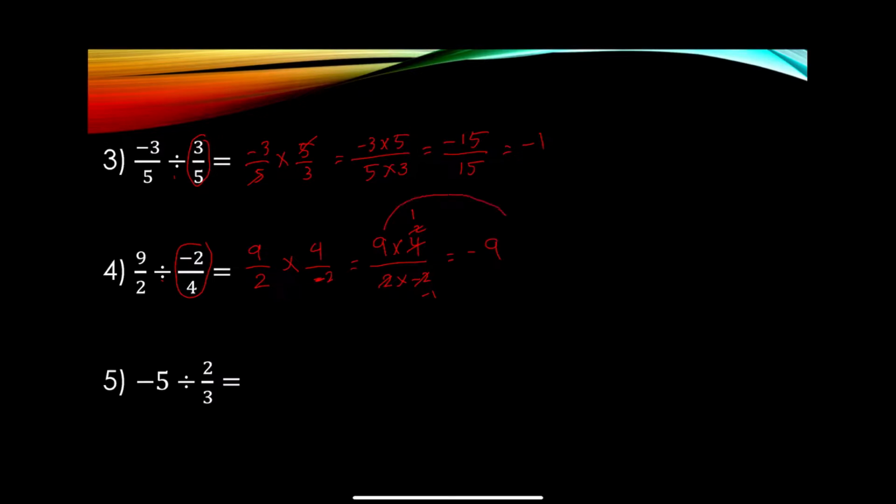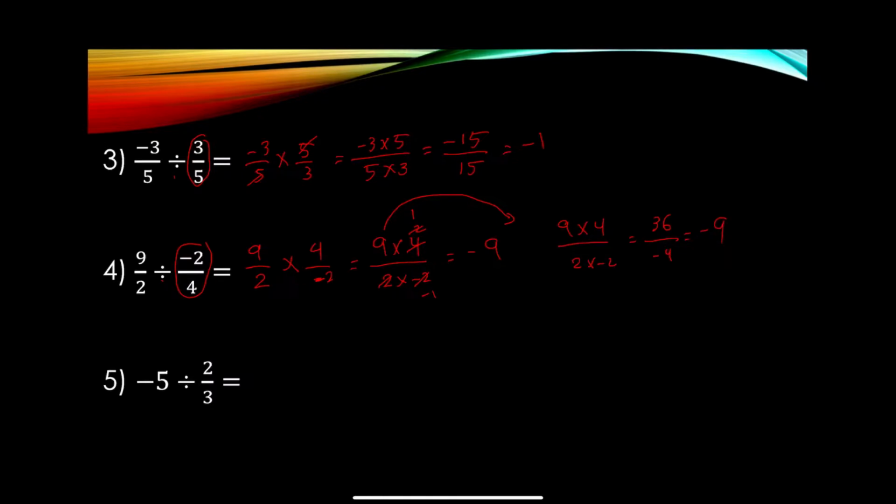Or we can do it 9 times 4 over 2 times negative 2. 9 times 4 is 36 over negative 4. 36 over negative 4 is negative 9.